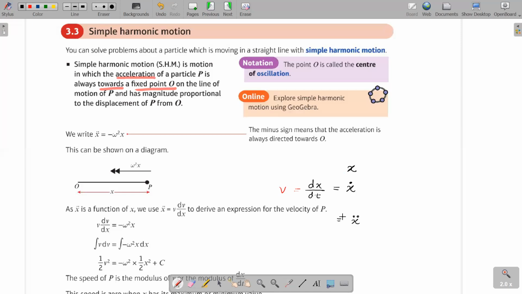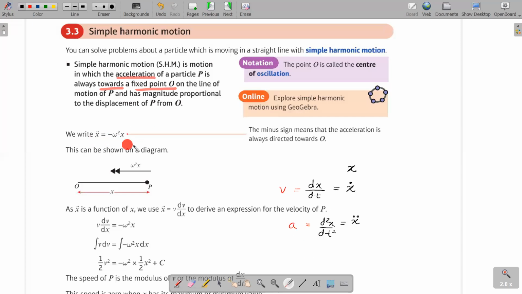When you differentiate x once, it's velocity. Differentiate it twice, and you get acceleration. So basically, d square x by dt square is acceleration. So x double dot, in other words, is the acceleration. And can you see what?